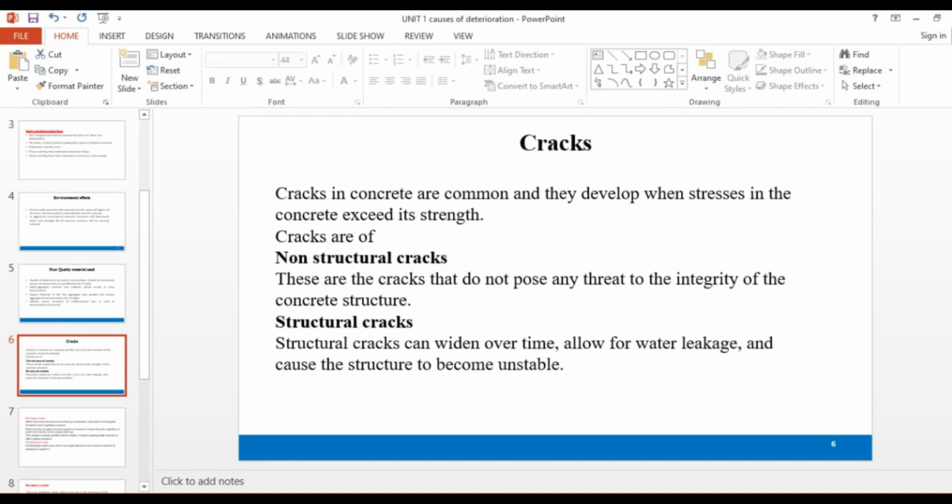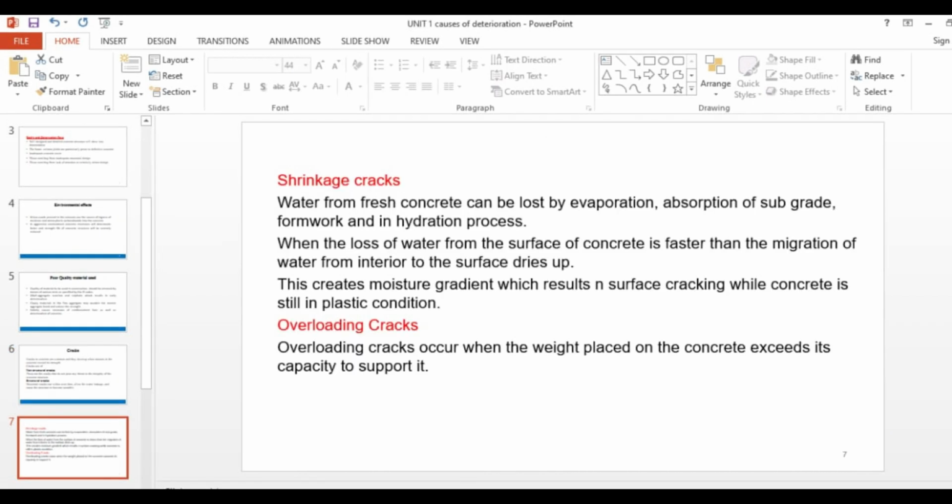We can classify the structural cracks into shrinkage cracks, overloading cracks, settlement cracks, cracks due to thermal stresses, and due to chemical attack and corrosion. Shrinkage cracks are the cracks that form in concrete due to a loss of volume during the curing process. They are common issues that occur when water evaporates from the space between the concrete particles, causing the particles to move close together.